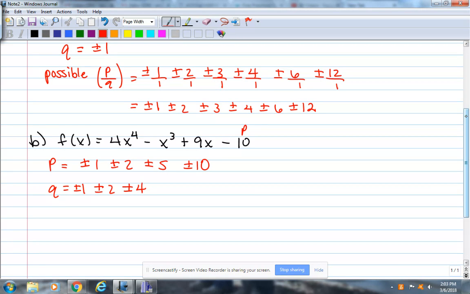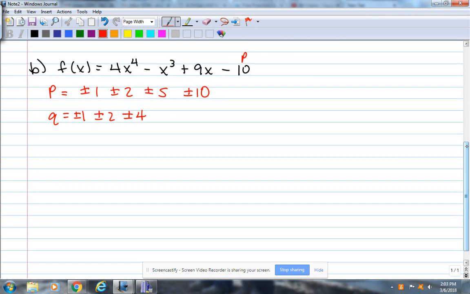So to get our possible rational solutions, we do p over q. And we put every p over every q, and then we simplify. Okay? So first I'm going to put all my p's over 1. So plus and minus 1 over 1, plus and minus 2 over 1, plus and minus 5 over 1, plus and minus 10 over 1. And I put all my p's over plus and minus 2. So that will get me plus and minus 1 over 2, plus and minus 2 over 2, plus and minus 5 over 2. Y'all see what I'm doing? And then plus and minus 10 over 2.